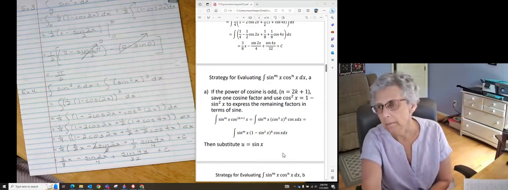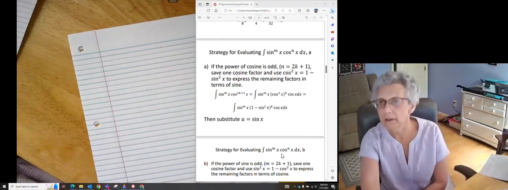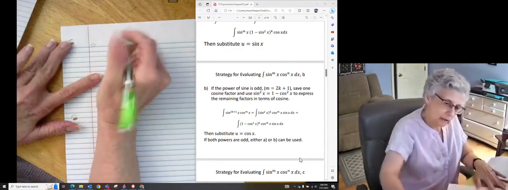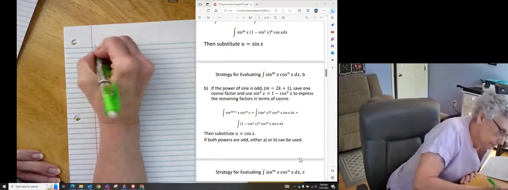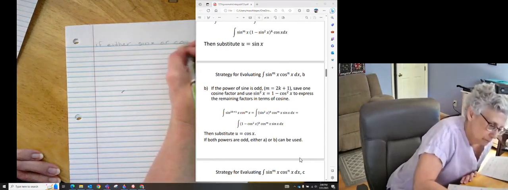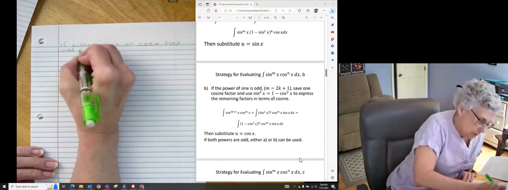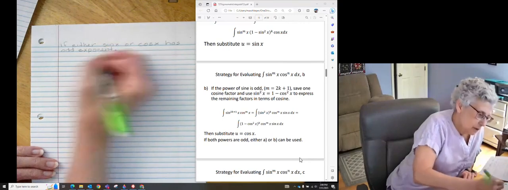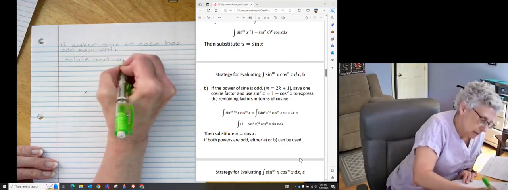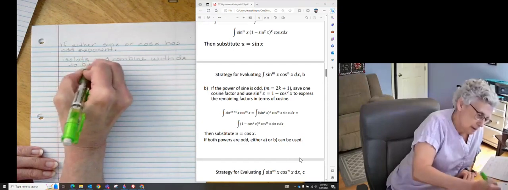Yay me. So, I give you a strategy, and I'm going to kind of simplify it. We have here A and B. These are what happen when you have an odd exponent. So, either sine or cosine has an odd exponent. If that's the case, then you isolate and combine with dx to be du.